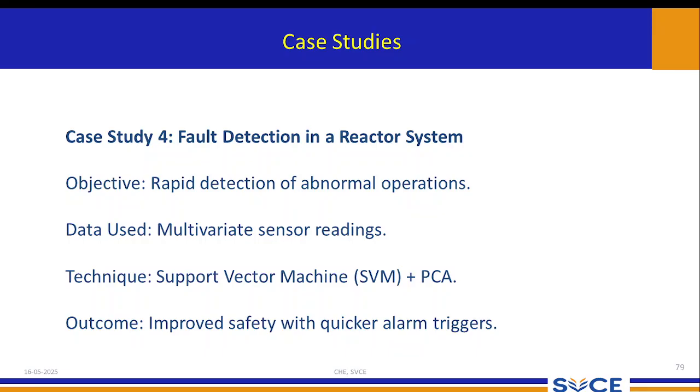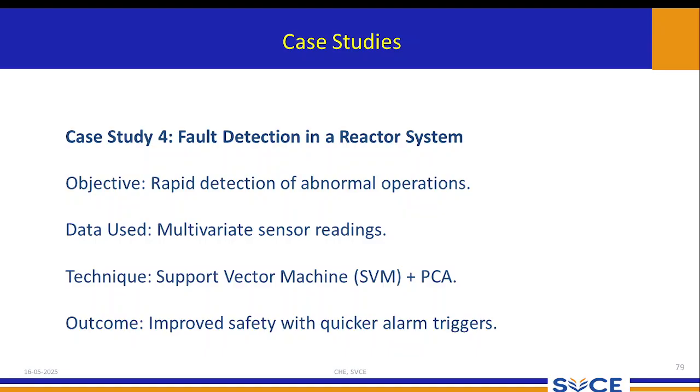As I told you while covering this part, I just gave an example for a reactor. Let's say you have a reactor and time series data has been collected, with respect to every second or 5 minutes: how much is the reactant concentration, what is the temperature, what is the pressure inside the reactor, and so on. The rapid detection of abnormal operation is the objective.